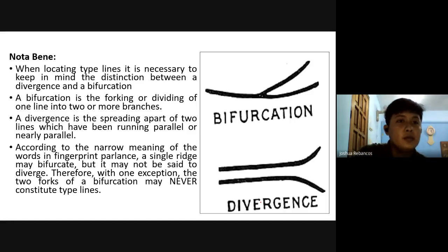Okay, a bifurcation is the forking or dividing of one line into two or more branches. Bifurcation. Into two lang yan kasi bifurcation dalawa. Pag more pa yan, magiging trifurcation na siya. Okay? Itong sa divergence, pag ganito siya. Dati na silang magkahiwalay pero parallel sila on the other side. Ito naman, single siya kaya lang nag-split. Parallel din siya pero nag-split. Okay? Ganun pinagkaiba.